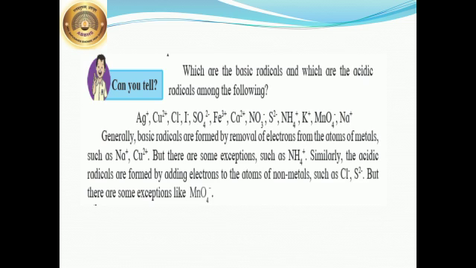Generally basic radicals are formed by removal of electrons from the atoms of metals such as sodium and copper, Na+, Cu2+. But there are some exceptions such as NH4+. Similarly, the acidic radicals are formed by adding electrons to the atoms of nonmetals such as chlorine, sulfur. But there are some exceptions like MnO4.